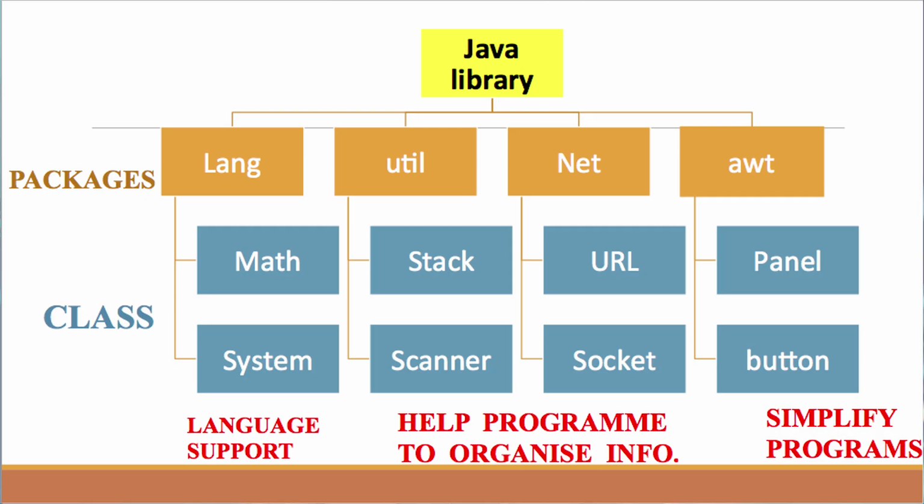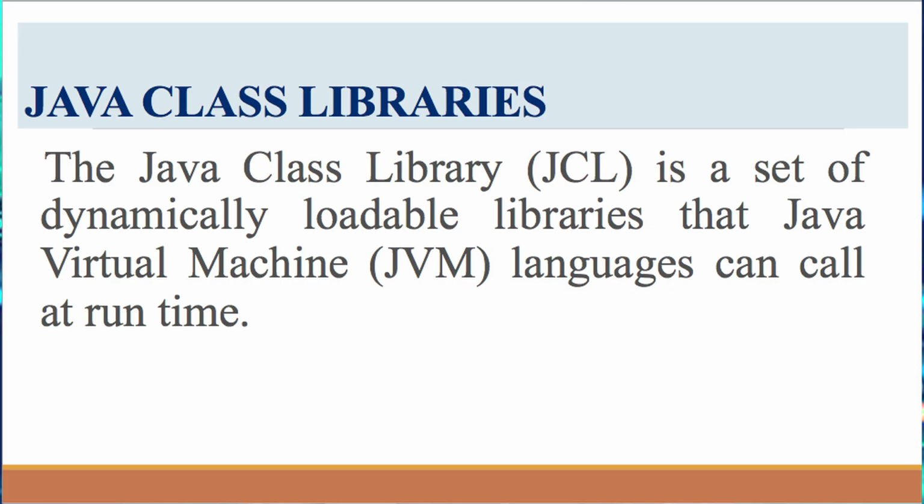The Java class library is sometimes called JCL. The Java class library is a set of dynamically loadable libraries that the Java Virtual Machine, JVM, can call at runtime. While we are running any program, we require the Java Virtual Machine. So the JVM calls this Java class library at that time while running the program. It is named JCL, meaning Java class library. This is a very important term in the case of class libraries.